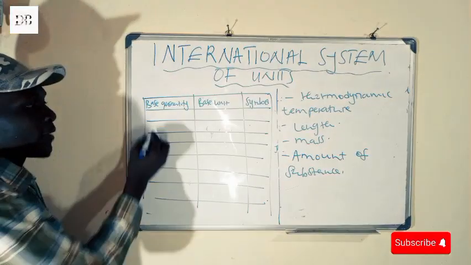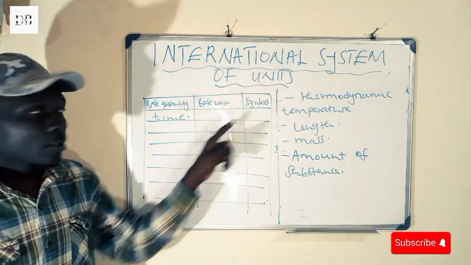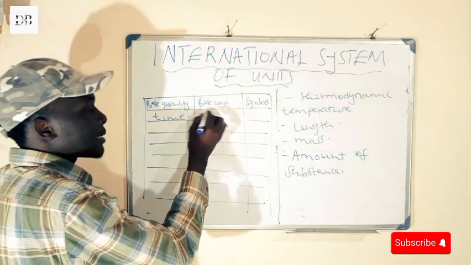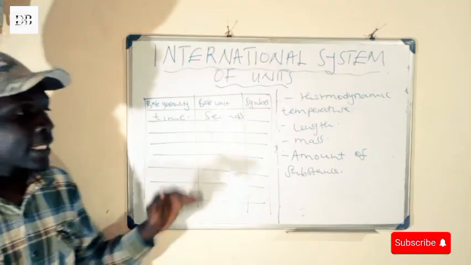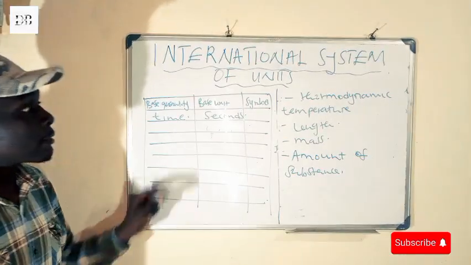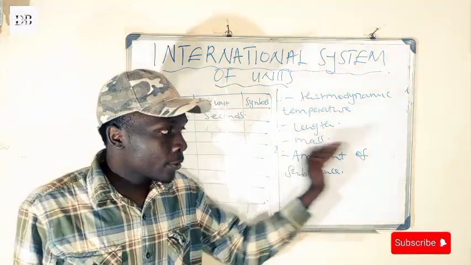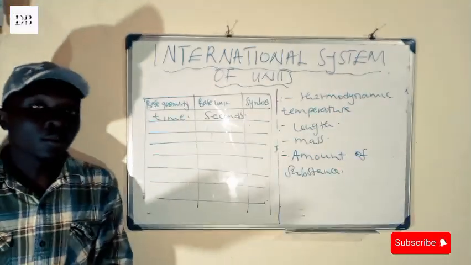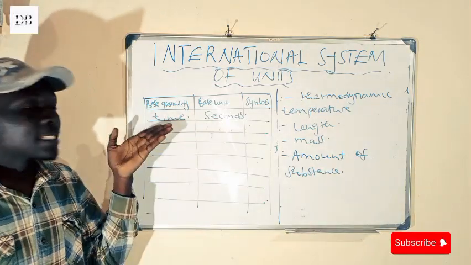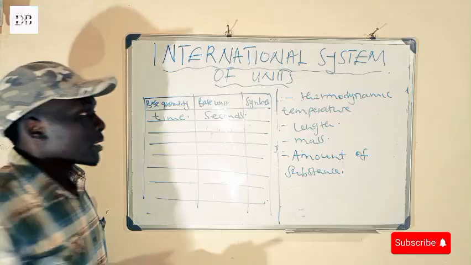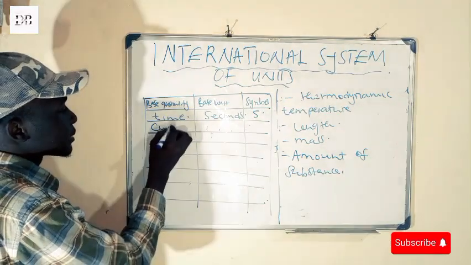So firstly, we have time. Time's SI unit or base unit is seconds. And that is why whenever we are performing any calculation as we proceed, we'll always be using seconds. If you are given a question and then the time is in hours or minutes, in physics you always convert it to seconds because these are the SI units. The symbol being S.